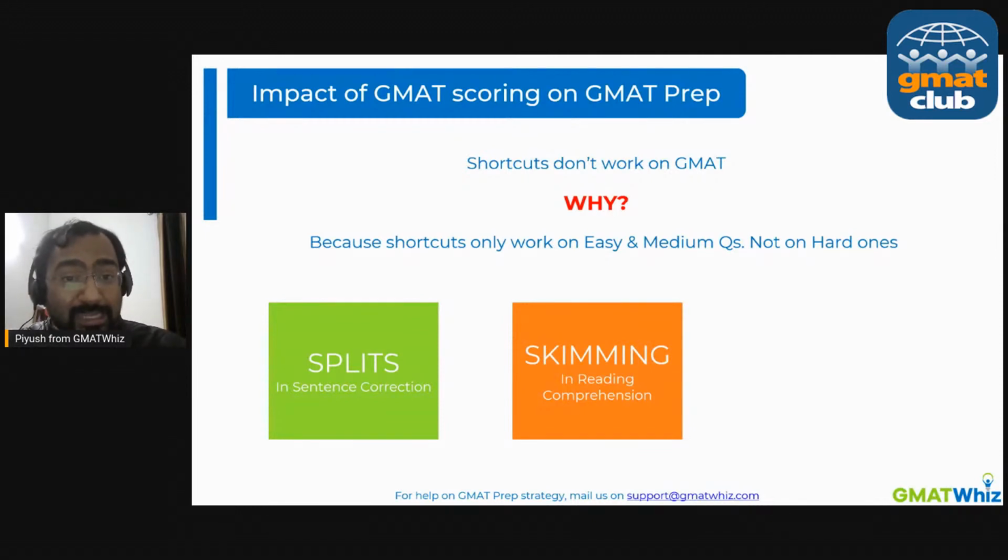When I was preparing for the GMAT, I started following these approaches, and they did not work for me at all. It was a complete waste of my time. I spent about 6 months wasted completely on these methods, not working at all. Because these methods will only get you across the easy and medium questions.